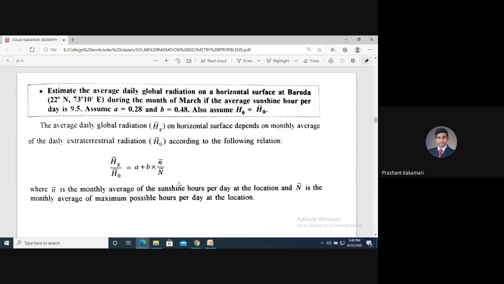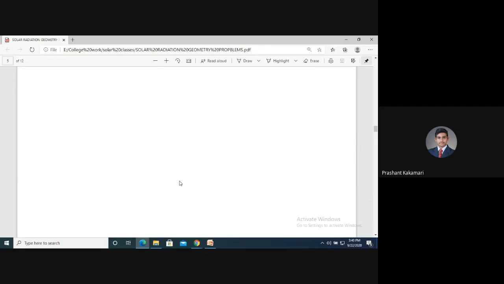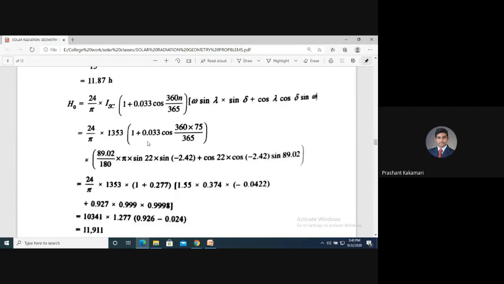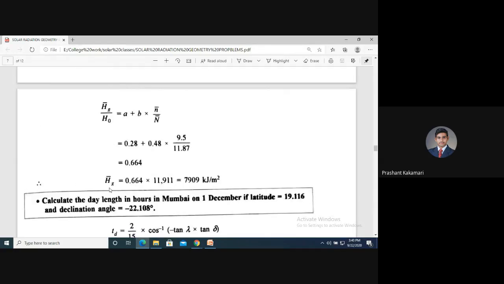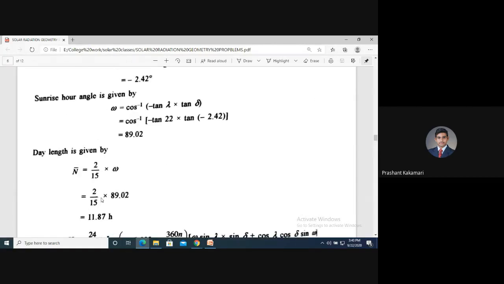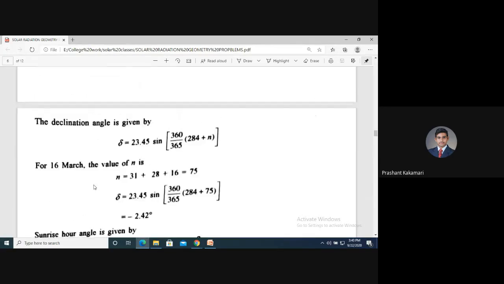So now, to find out the H naught value, I should know the solar constant, the nth day, the hour angle, and sine phi or lambda, that is nothing but the latitude angle, which is given in the problem as 22 degrees. Then I should know the declination angle. Once we know all these unknown values in H naught, I can directly substitute and get the monthly average global radiation, Hg bar. So before going to this H naught calculation, one should calculate all these unknown values.